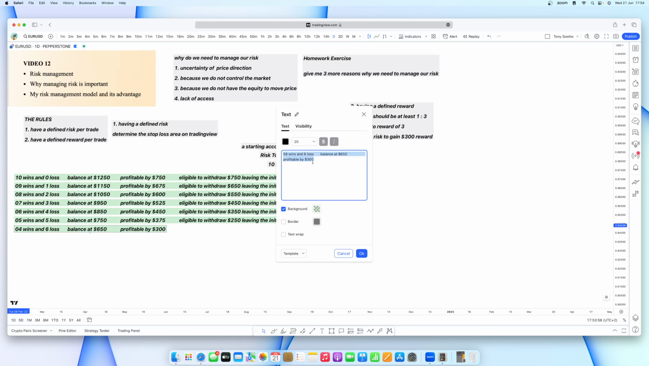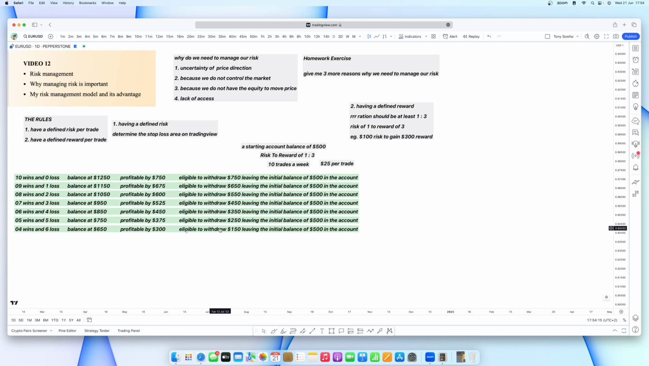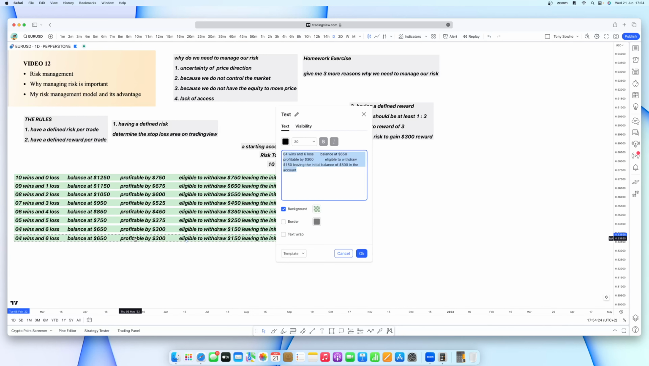Okay, and then this one also, you should be able to withdraw about $150. So eligible to withdraw $150, leaving the initial balance of 500 in the account. So what happens now if you have 3 wins and then you lost 7 trades, what happens? Your balance, which is reducing by 100, is 750, 650. This balance would be at 550.